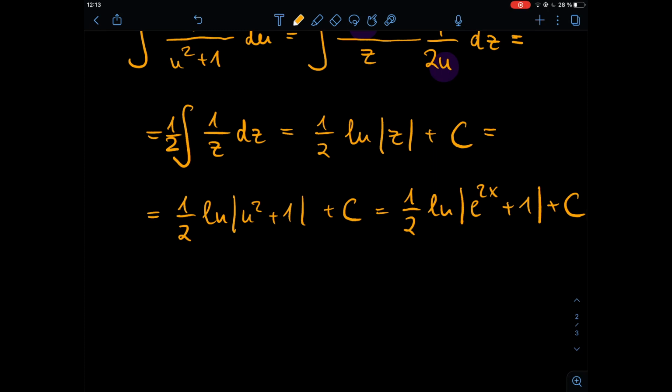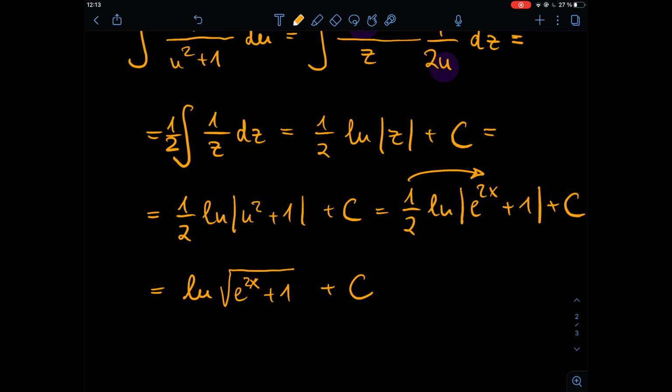And this function inside of the absolute value is always positive, so we just can drop the absolute value signs and we can draw the 1/2 into the logarithm as a square root, so our final solution would be the natural log of the square root of e to the power of 2x plus 1 and the whole thing plus a constant.